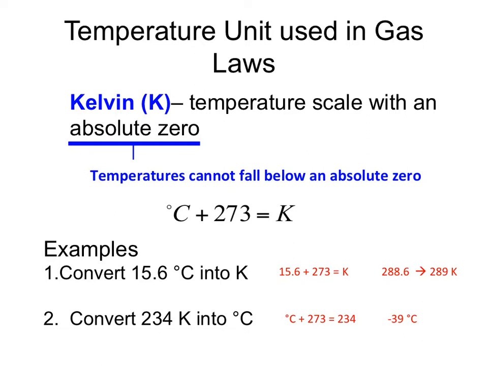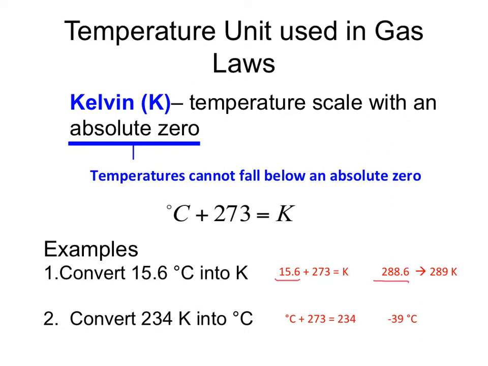Seen below are two examples. In the first, we're going to be converting 15.6 degrees Celsius into Kelvin. So you can see all I've done is substitute the 15.6 in for the Celsius variable. We add 273 to that, and you get your answer of 288.6.